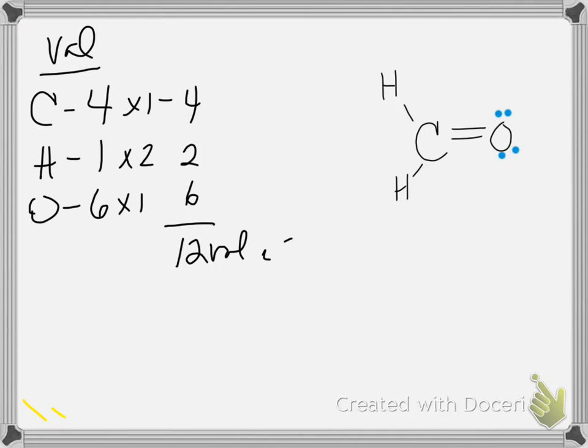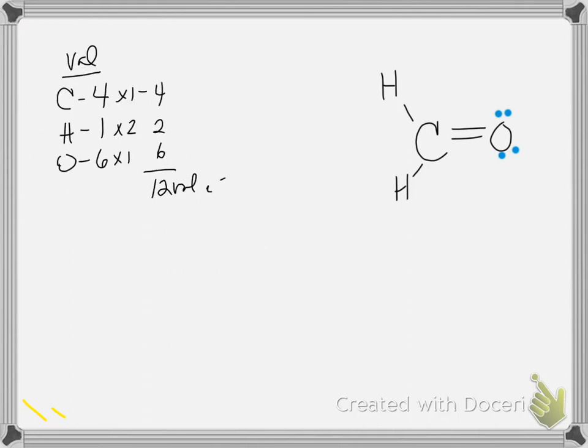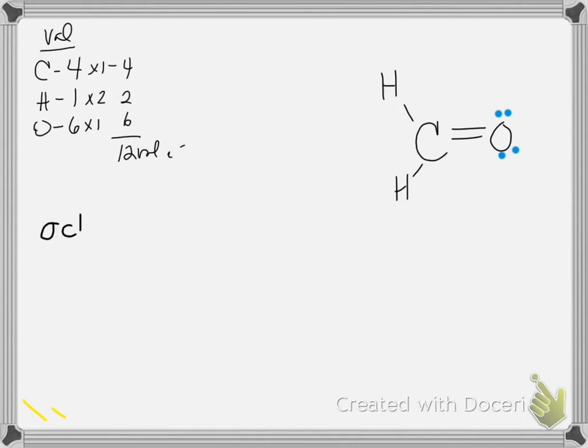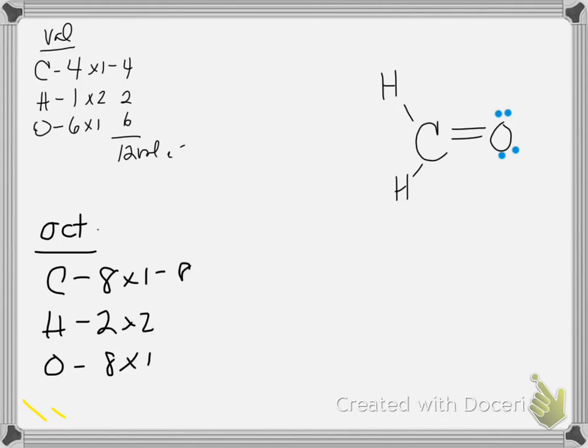Okay. If everybody was fully satisfied in terms of octet, how many electrons would everybody want? Well, how many does carbon want? 8. This is the one that you have to watch. How many does hydrogen want? 2. It doesn't want 8. It can't handle 8. Oxygen wants 8. So times 1, times 2, times 1. 8, 4, 8. 20 valence. I'm sorry, 20 octet electrons.